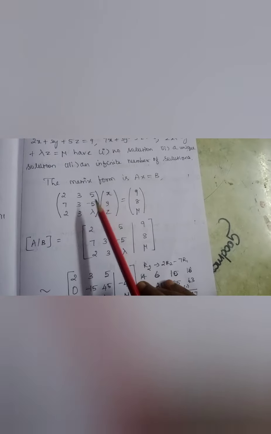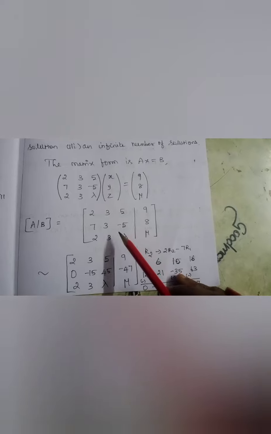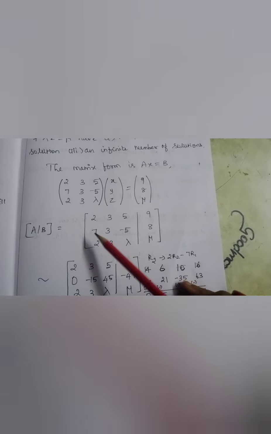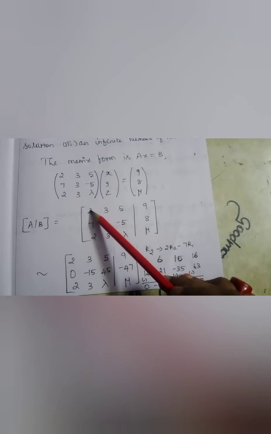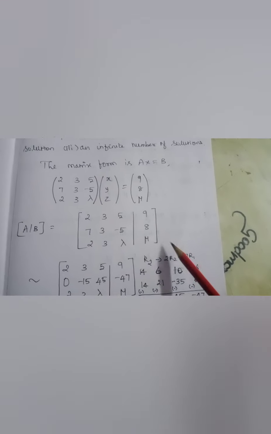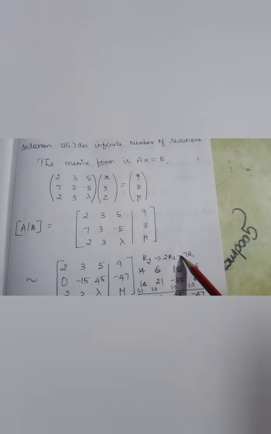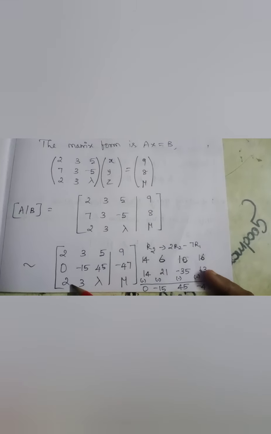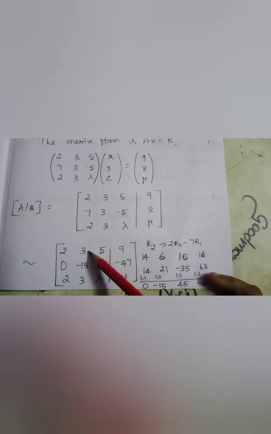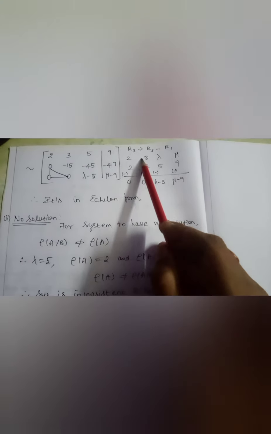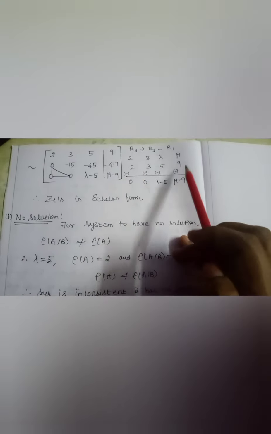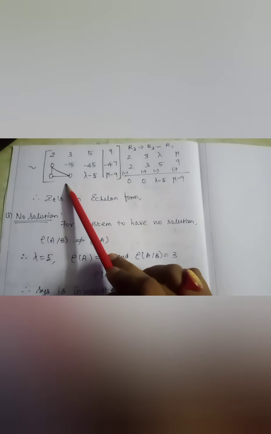So first we will write the Ax is equal to B format, and then the augmented matrix. See, I am having 2 here and 7 here, so I don't have any other option other than multiplying the first row by 7 and the second row by 2. So R2 into 2 minus 7R1, I am getting 0. And now luckily the third row is having 2, 3, and the first row is also having 2, 3. So I am applying R3 as R3 minus R1. So this becomes 2, 3, lambda, mu, this becomes 2, 3, 5, 9. So when subtracting, I am getting the echelon form.